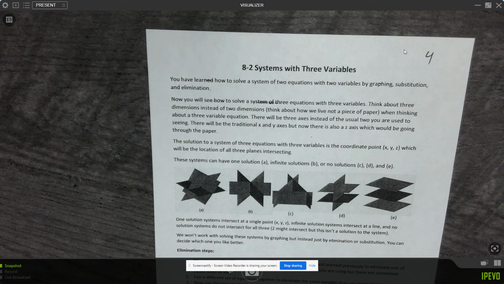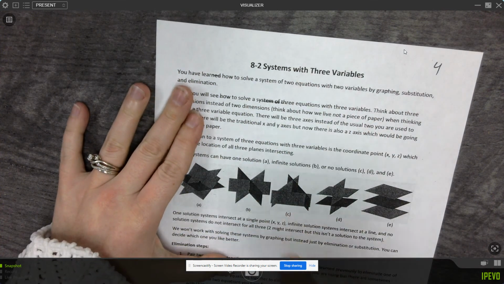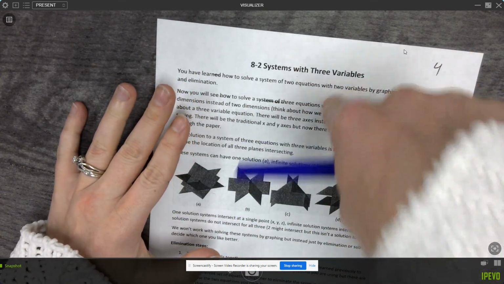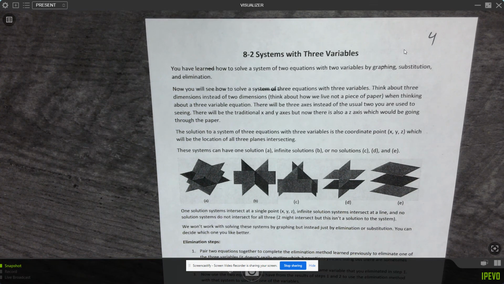So you have our traditional XY axes that go side to side and up and down, but you also have the Z axis, which is going to go through your paper. It's hard to show you here in the video, but through the paper. So we have X, Y, and Z. Like I said, it is a plane and not a line. So when we're looking at our system, instead of where the lines intersect, it's where the planes intersect.